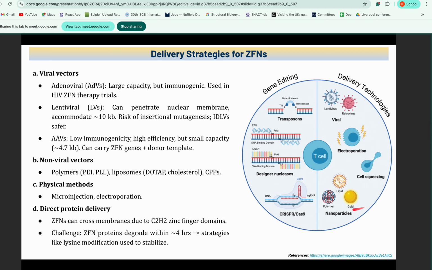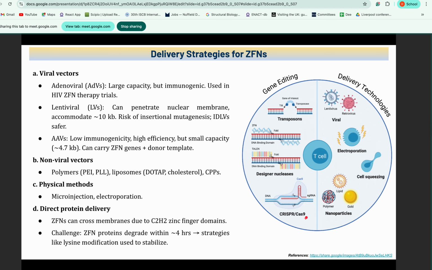And this is the visual representation. So this is obtained from this particular site. So if you're interested, you can go through this site. This also shows the same thing, but it shows you some additions. So there is the cell squeezing technique which can also be used. Nanoparticles can be used. So in nanoparticles, we can attach these zinc finger nucleases, and then we can insert them into the cell because they can easily pass through the cell membrane.